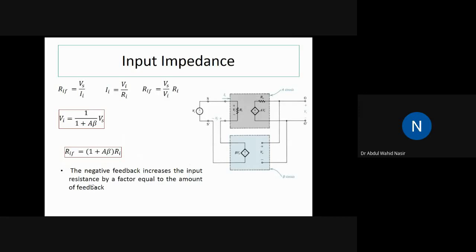That means we can conclude that negative feedback increases the input resistance by a factor equal to the amount of feedback. So the input resistance, if you're having a feedback, gets increased by a factor of 1 plus A beta. So here we can see that if you're having a negative feedback, then the input resistance of the feedback is getting increased by a factor of 1 plus A beta.